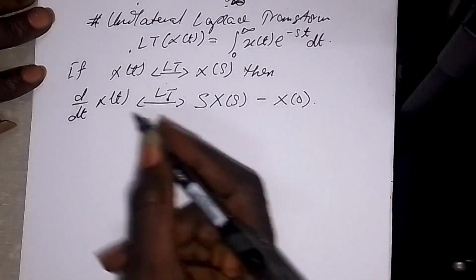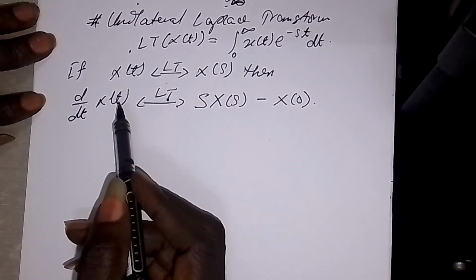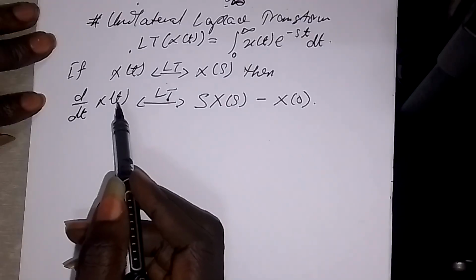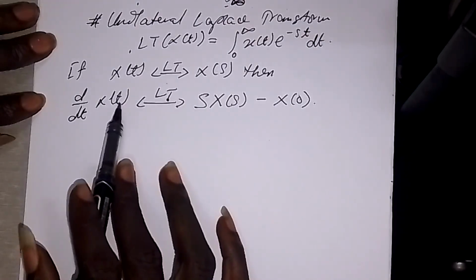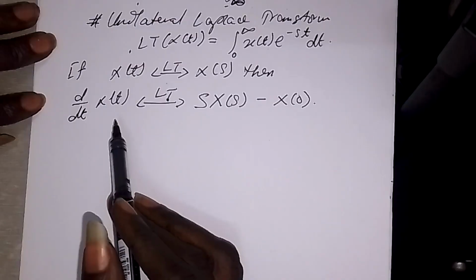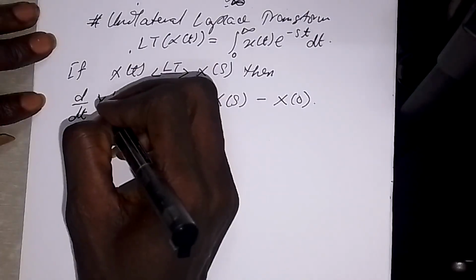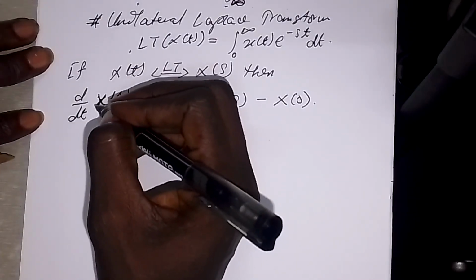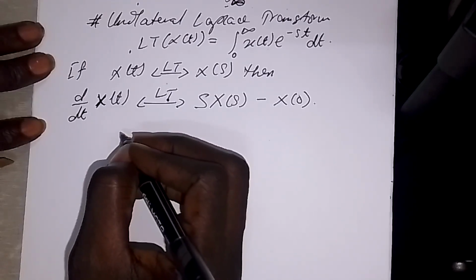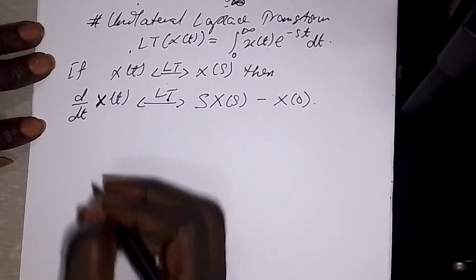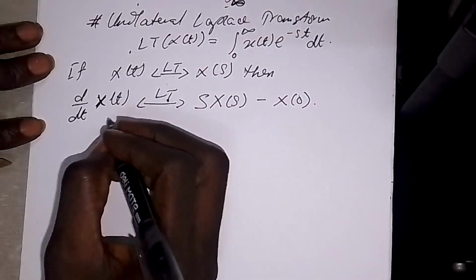I'm going to prove it. Let me prove why it is so. To prove this, I have this equation, and it can come by differentiation, because you can see that here we are differentiating. So let me write the normal Laplace transform equation, and from that one we can do our differentiation. This is the normal Laplace transform equation.